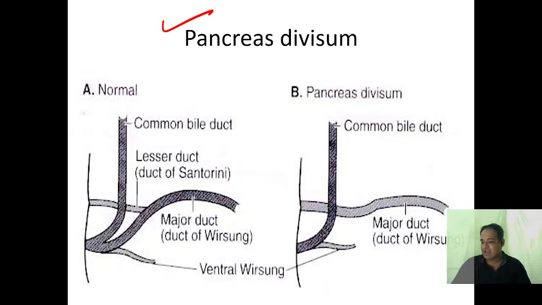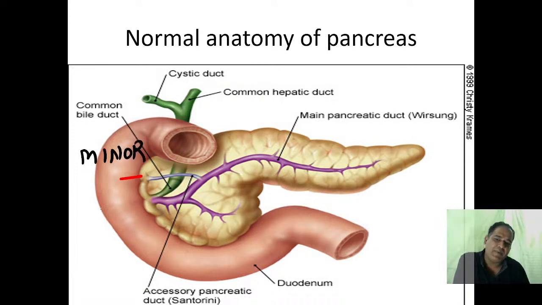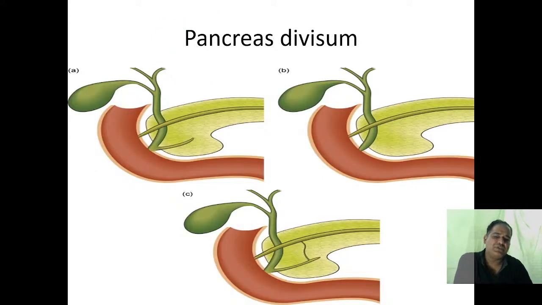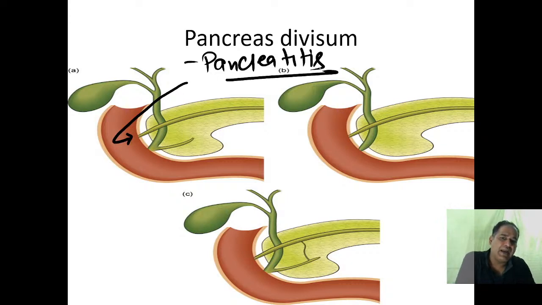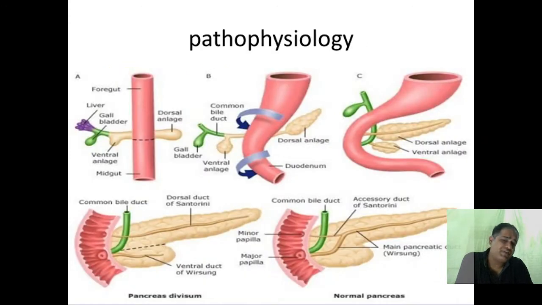So we are going to study pancreas divisum. Why? Because this is considered the most common congenital anomaly. So you see, what is normally occurring? The smaller duct is going to drain at the minor papilla, while the bigger duct is going to drain at the major papilla. What happens here in pancreas divisum is that the bigger duct is going to open at the minor papilla. Fine. So this will cause repeated episodes of pancreatitis. It is managed conservatively, but if it is causing problems, repeated pancreatitis, then we can do papillotomy. That is the treatment there.